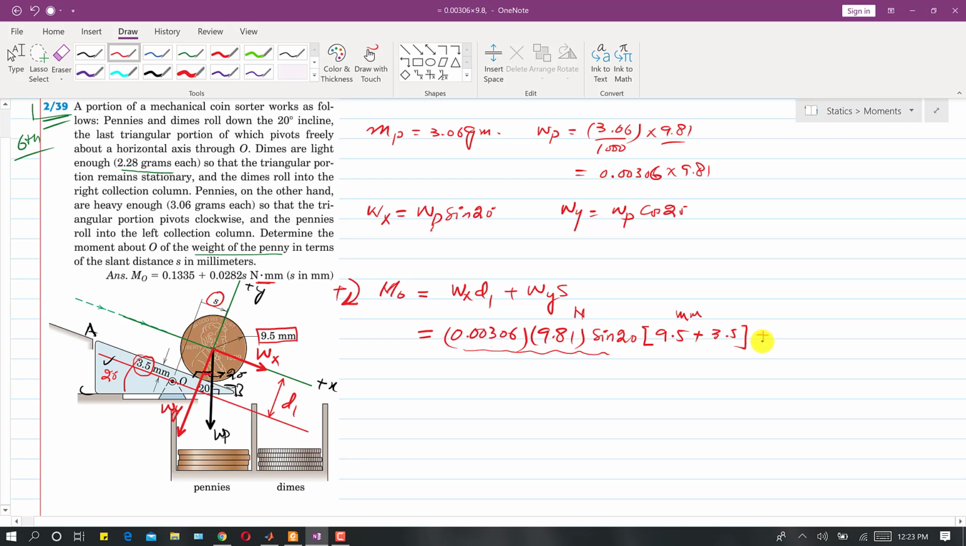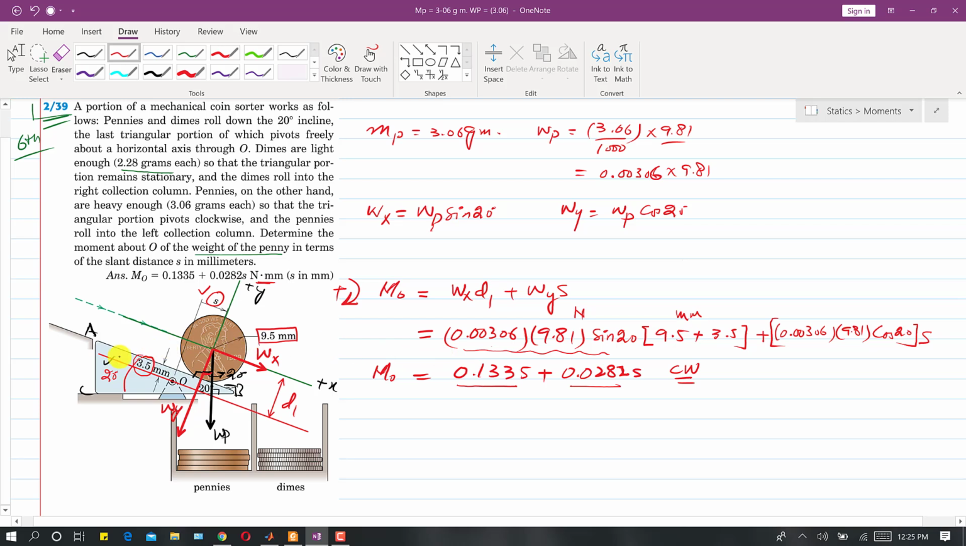Then I will write plus, and this time it will be 0.00306 into 9.81, and it will be cos. So the y component is cos of 20, and the moment arm for the y component, this distance, is only s, so we will multiply this by s. Now when we solve this, this comes out to be 0.1335 plus 0.0282 into s. So the moment is in terms of s, and this moment will be clockwise moment.